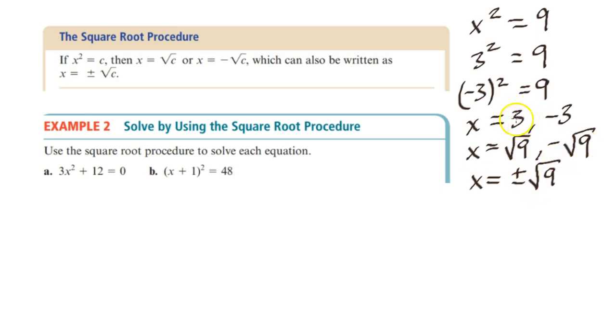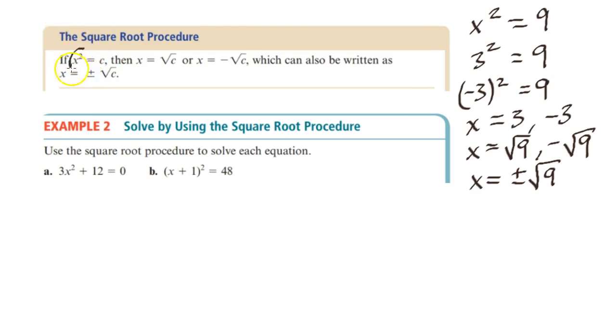Obviously, the most simplified solution for this basic example is 3 and negative 3. But we can see that the square root property holds. That if we have x squared is equal to 9, then x is equal to plus or minus square root of 9. And that's what this square root property is telling us. All right, so now that we can see the square root property works, the procedure works, we can tackle example 2.